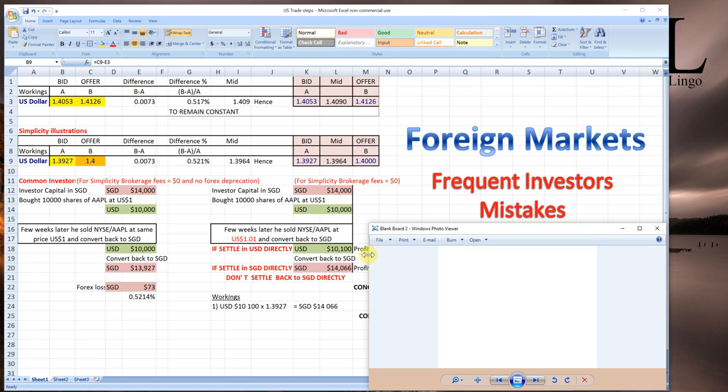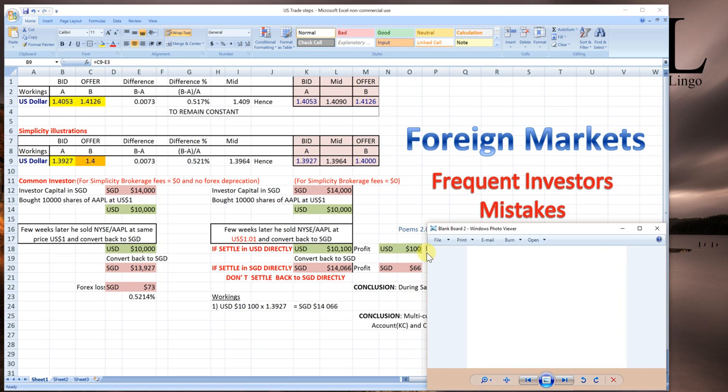So he probably has made a $100 USD profit. All right, so now if he were to convert it back to Sing dollars, you notice that with this 10,100 USD, we'll convert it back at this price, 1.3927, which is the bid price. The investor only gets back $14,066, which we work out over here. So you notice that this Sing dollar difference here is only 66 when he made 100 USD. So you probably will be very alarmed or very shocked in this area.